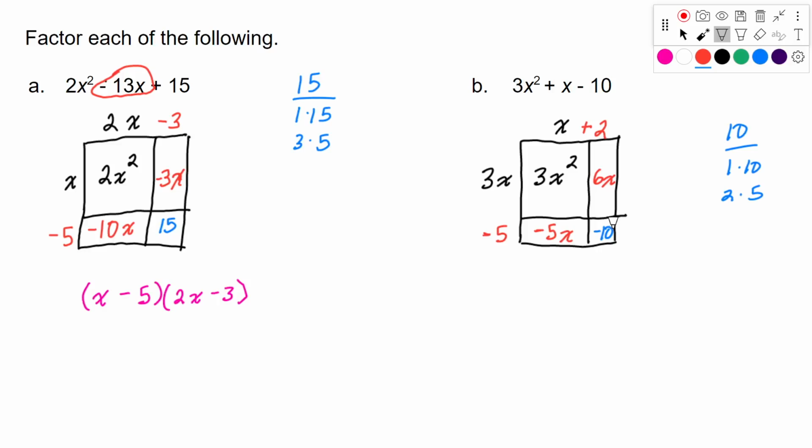Now I need to check to make sure I'm going to get the units including the sign. Positive 2 times negative 5, positive times negative is negative 10. So this factors as 3x minus 5 times x plus 2.